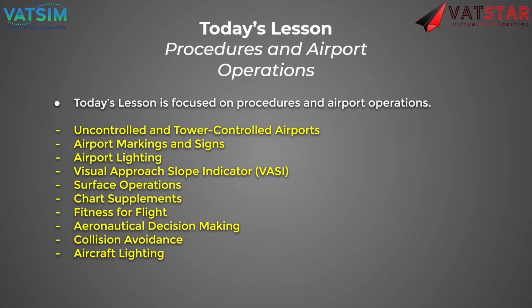So, all right, guys, today's lesson is we're going to be talking about procedures and airport operations. We're going to be talking a lot about uncontrolled and tower-controlled airports, airport markings and signs, airport lighting, some approach indicators, right, we got a VASI, surface operations, chart supplements. We're going to talk about fitness for flight, obviously. This is not for the real world, but we'll talk about it anyway. Aeronautical decision making, again, not really necessary, but it's good to know how to do it even for the sim. Collision avoidance and aircraft lighting.